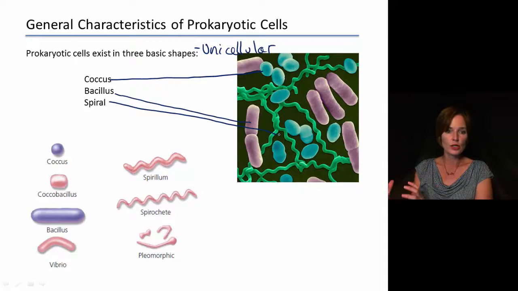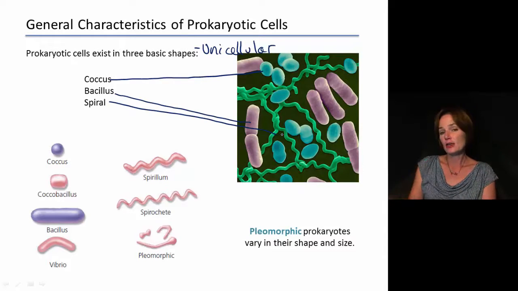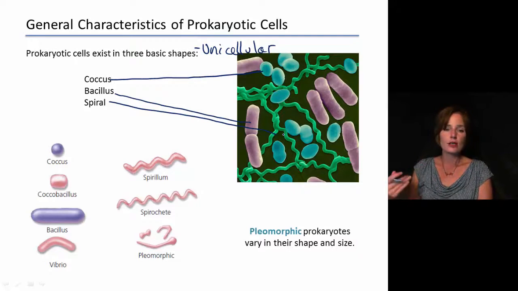So coccus would be spherical, but then we can have some that are an intermediate between the coccus and the bacillus. We call those coccobacillus. You can see the vibrio down there, which are basically rod shaped, but a bent rod. And we can have spirillum, which is a rigid spiral bacteria. And then we can have the spirochetes, which are more of a flexible spiral bacteria. The pleomorphic that you see down there is basically variable. These pleomorphic prokaryotes vary in their overall shape and size. And we will have certain genera of the prokaryotes that do tend to have pleomorphic shapes.